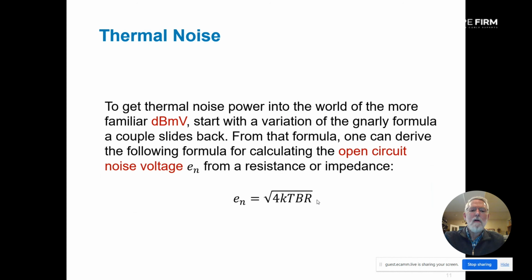And then continuing on, if we want to get the thermal noise power into the world that we're familiar with, good old dBmV, or dBµV if you happen to be in Europe, we're going to give the example here in dBmV. You start with a variation of that gnarly formula a couple slides back. Yes, really, this is a variation of that formula. From that formula, you can derive the following formula for calculating the open circuit noise voltage coming from a resistor or an impedance. And here's the formula. We're going to use E_n equals the square root of 4kTBR. And then we'll define what all these things mean.